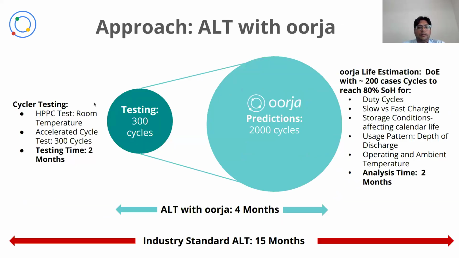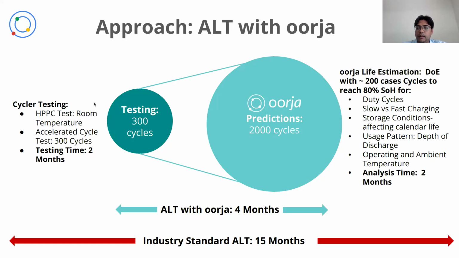Now, the approach that we use at Urja for doing this is that we first start by doing the beginning of life characterization. For which we start by conducting the HPPC tests on the cells at room temperature and, if possible, at different temperatures as well, just to capture the temperature dependence on the parameters.